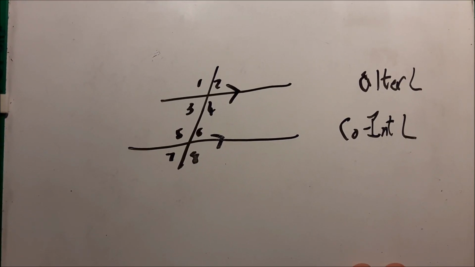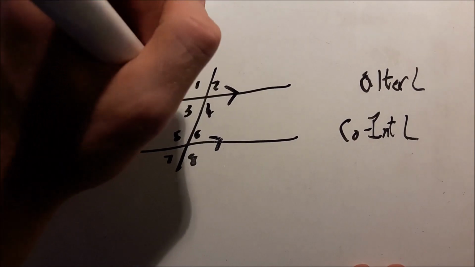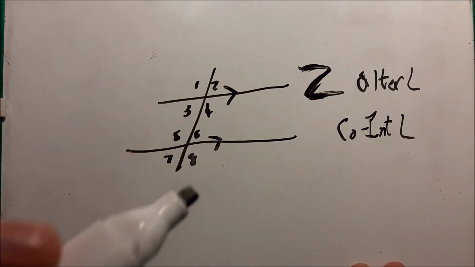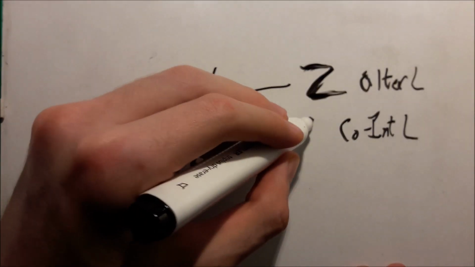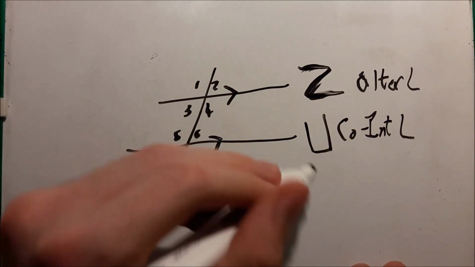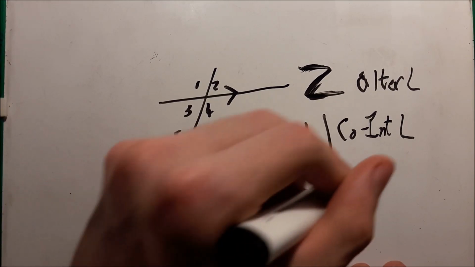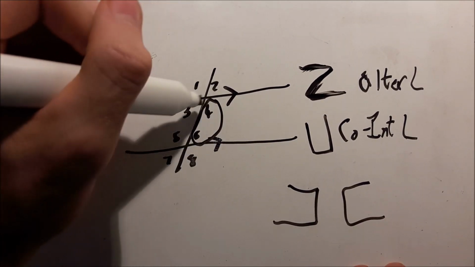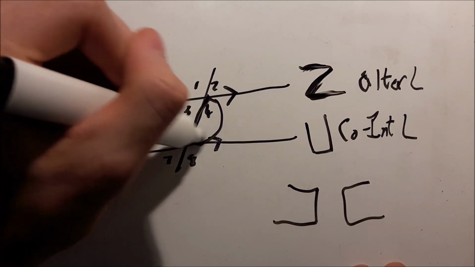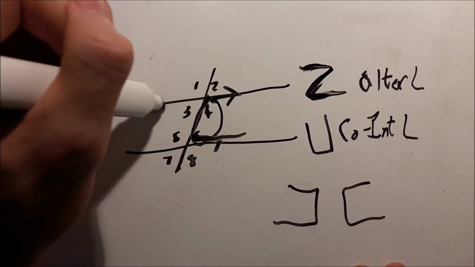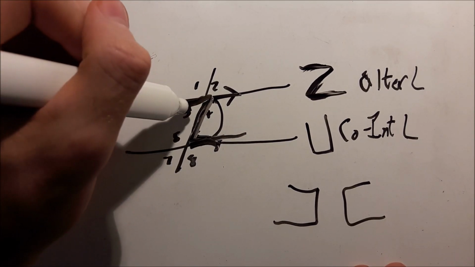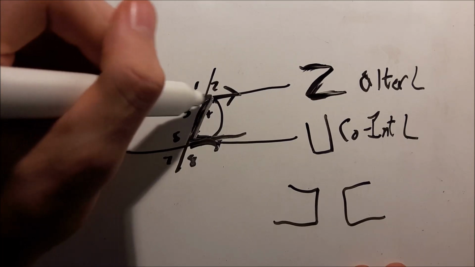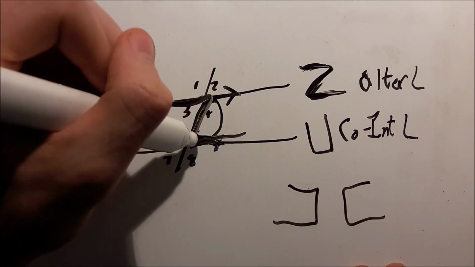With alternating angles, you notice that it forms a Z, and with co-interior angles, it forms a U shape. So co-interior angles are in that U, and alternating angles are in that Z.